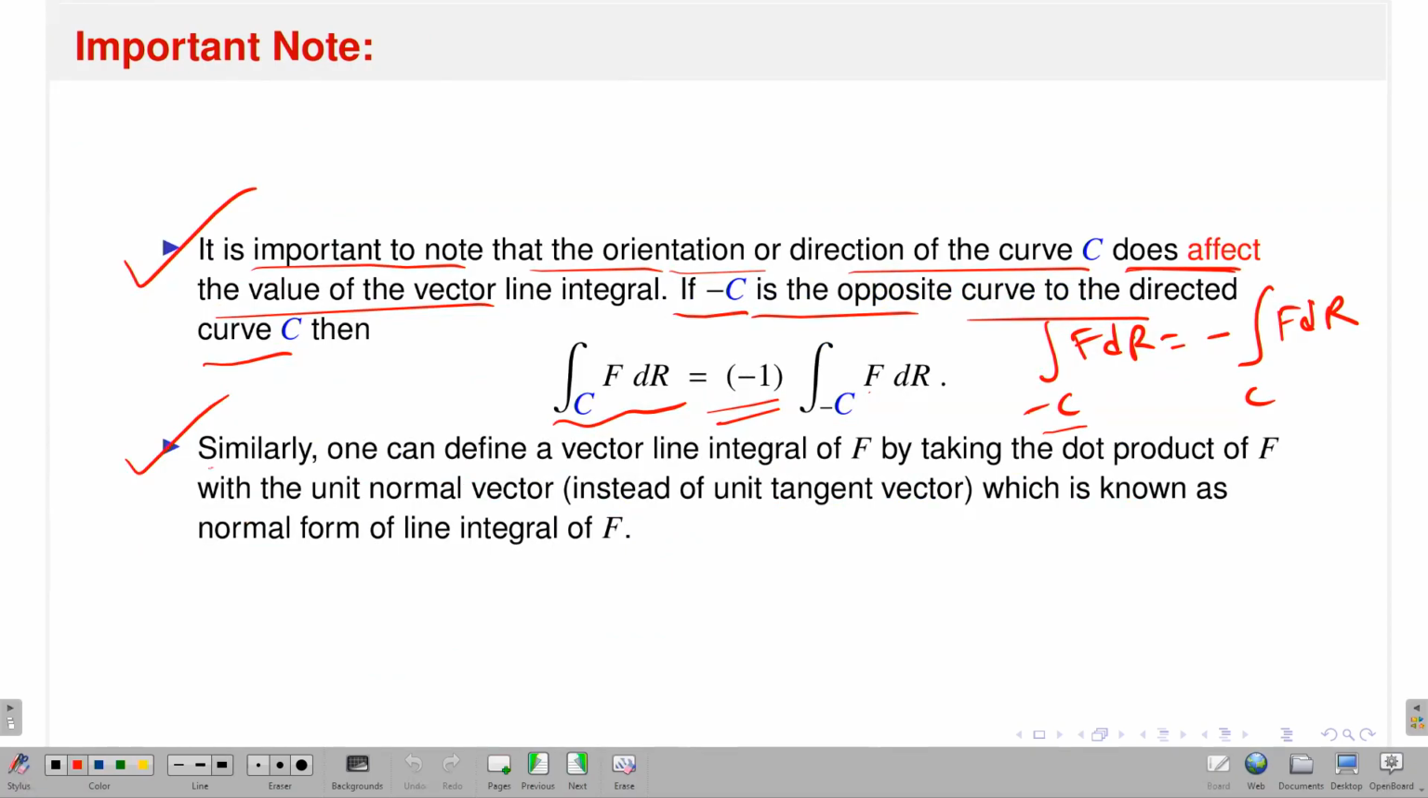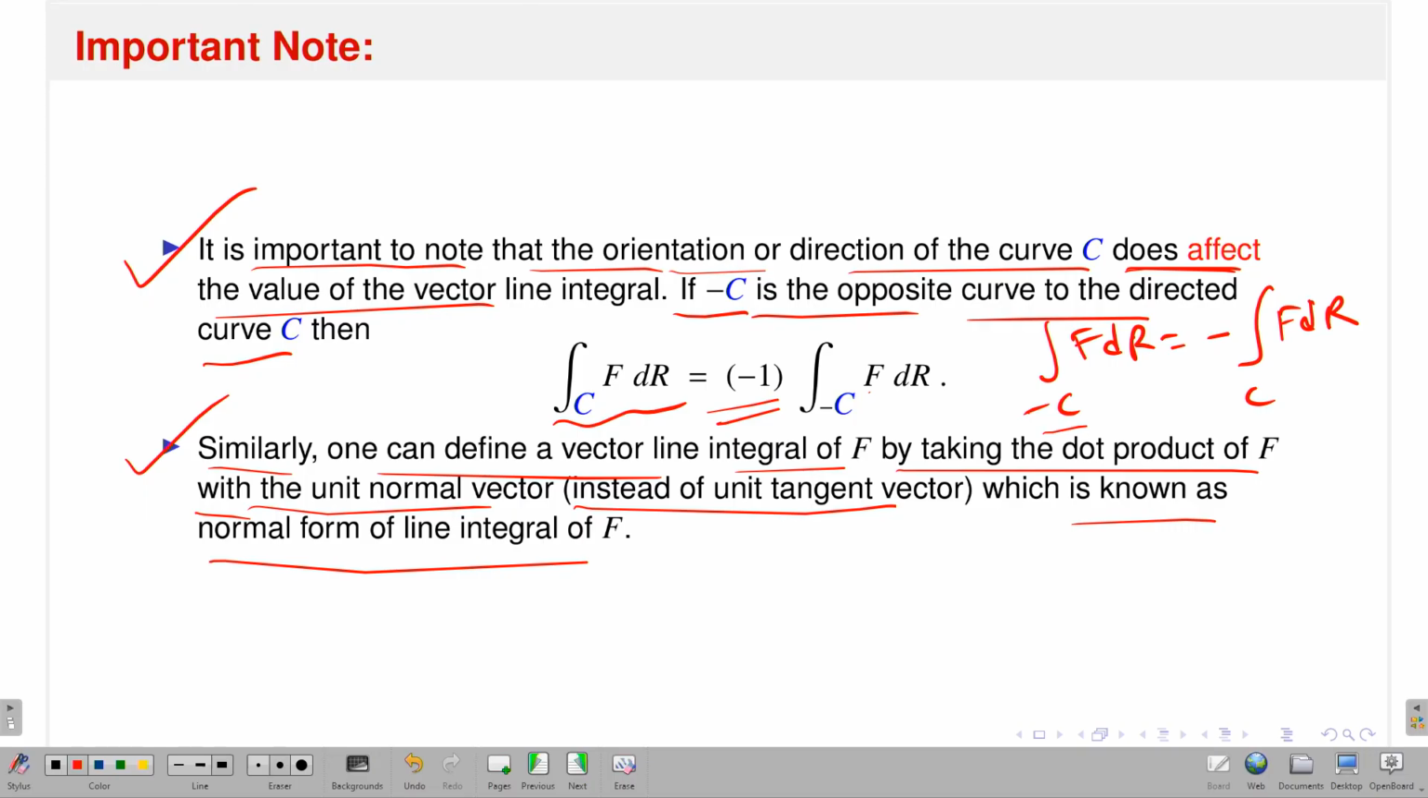Then you can say that, similarly, one can define a vector line integral of capital F by taking the dot product of f at the point r(t) with a unit normal vector. This time I am not taking the dot product with the unit tangent vector; rather, I am taking the dot product with the unit normal vector instead, and that is sometimes known as the normal form of the vector line integral of f. Okay, so that also you can think about.